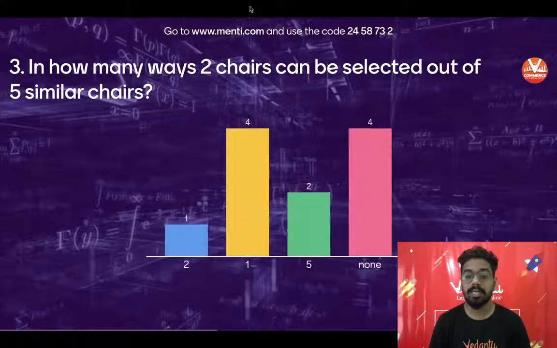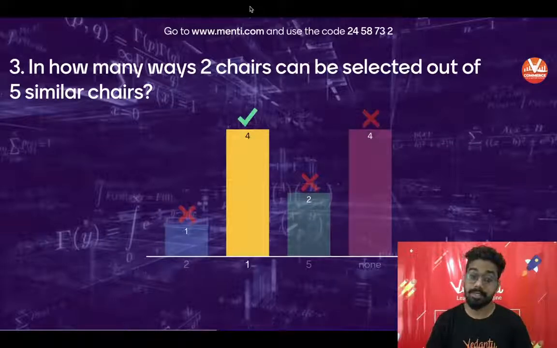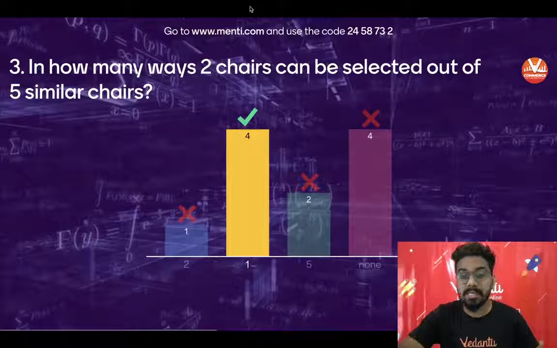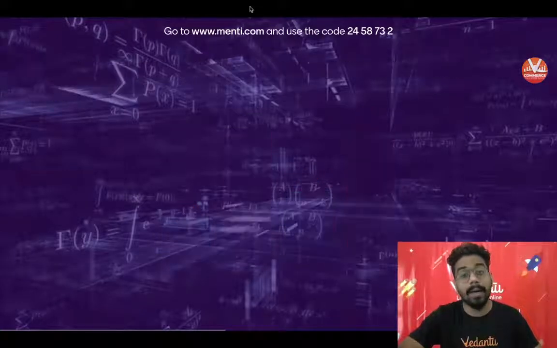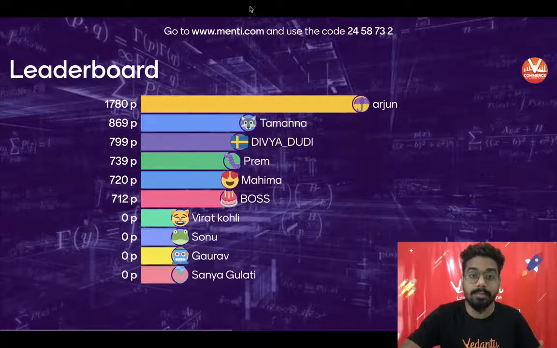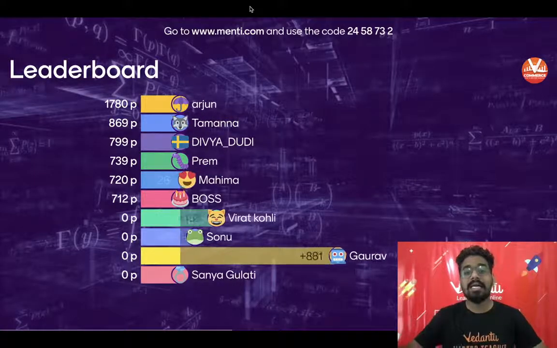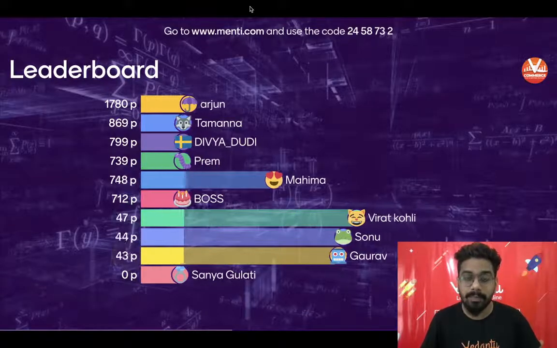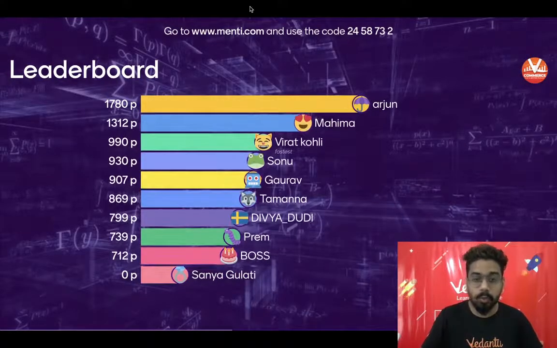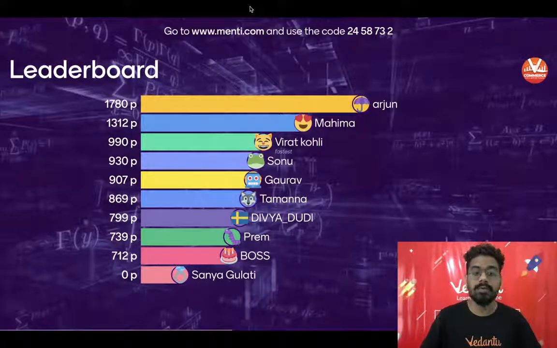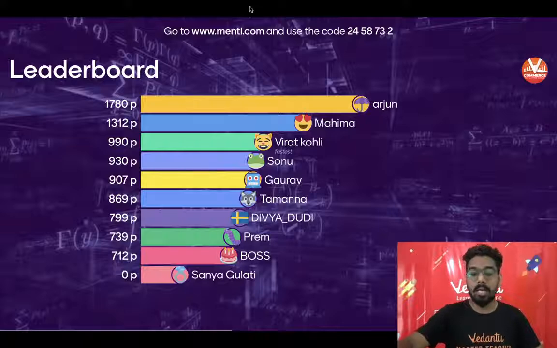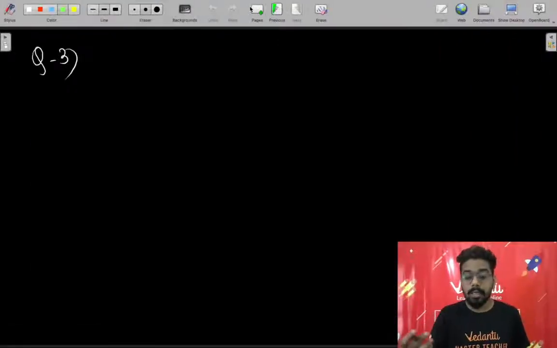2 chairs selected out of 5 similar chairs, and that's really great to see that 4 people has correctly answered and the rest 7 has given it wrong. But this is very good that 4 लोगों को कम से कम समझ में आने लगा है कि क्या करना है इसके अंदर. So Mahima, Virat Kohli has opened, Sonu and I think Prem was given the right answer, and Virat Kohli is the fastest among all. चलिए, तो अगला क्वेश्चन लगाने से पहले we will discuss how exactly we will solve this question.